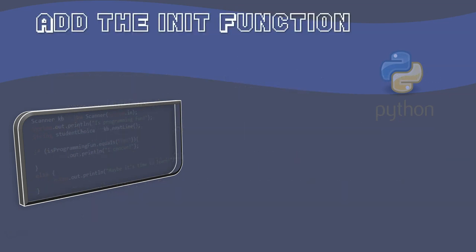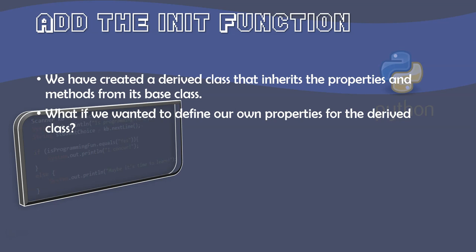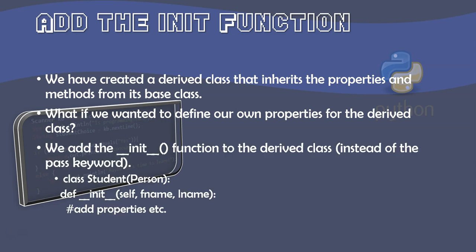However, a lot of times, like I said, we want to give those derived classes their own properties, as we have done in the past, because we want to be more specific in what those derived classes are doing. So we're going to need our own init function in that derived class. With our derived class, it's of course inheriting the properties and methods from the base class. But if we want to define our own properties for that class, we're going to need, again, that init function instead of just the pass keyword. So in here, you can see we've redefined it as class student person. That's the same. But underneath that, instead of saying pass, we say def init, and we have self, first name, last name, and then we can add our properties.